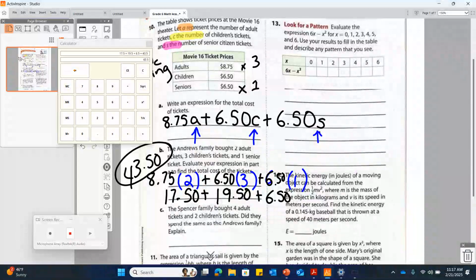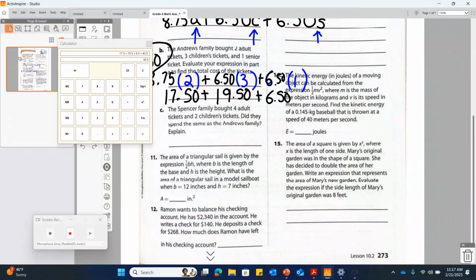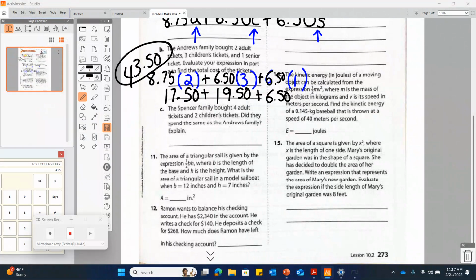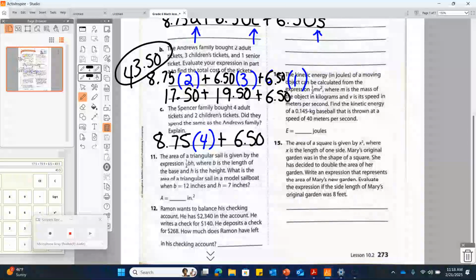Moving on. The Spencer family bought 4 adult tickets and 2 children's tickets. Did they spend the same amount? So let's look at this. So the adult tickets we said are $8.75. But in this case, for our A, we're substituting in 4. For children, tickets are $6.50. And for this, we're substituting in 2. Okay? Back to our order of operations.